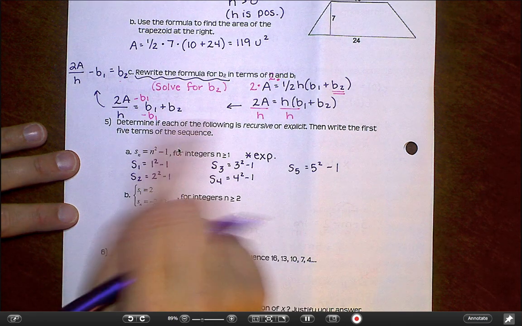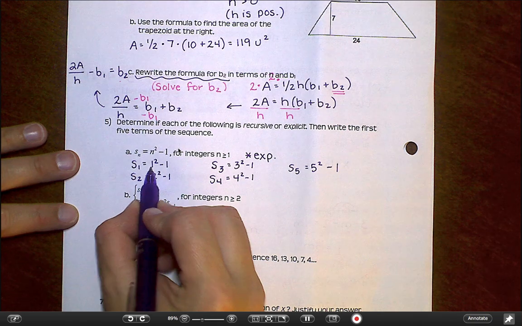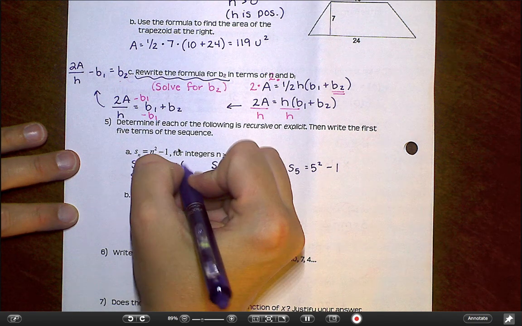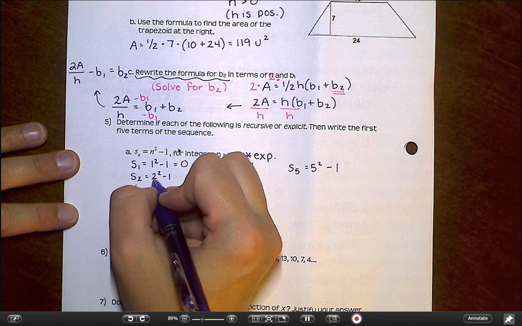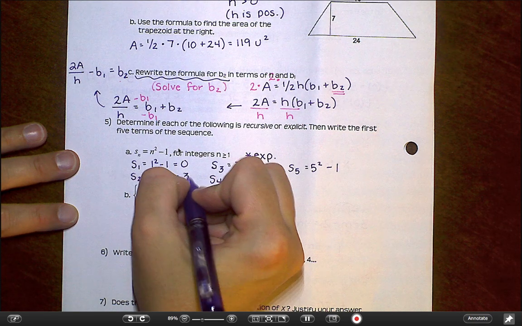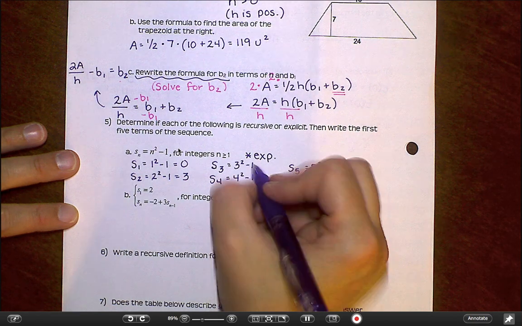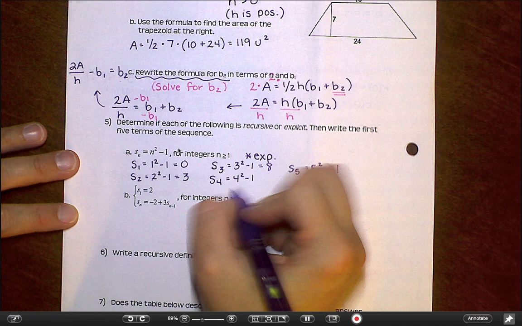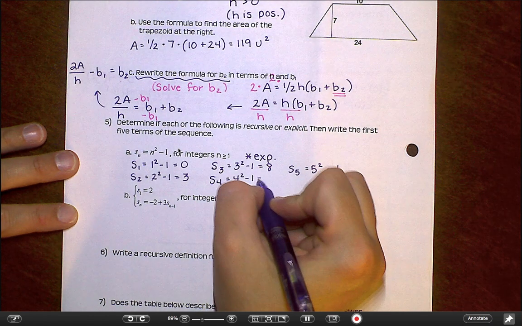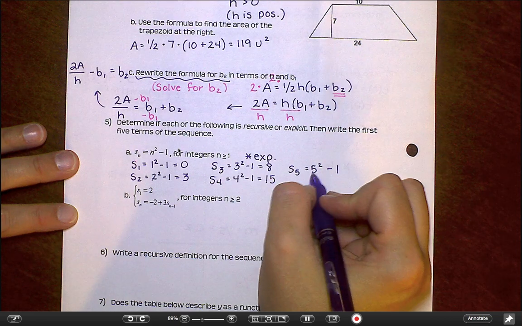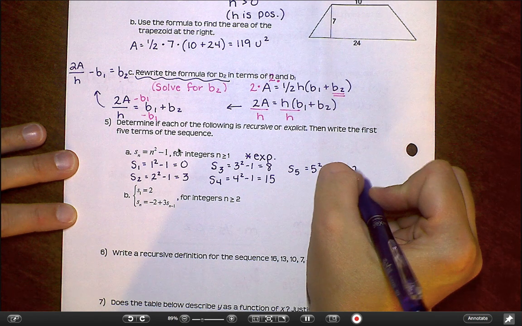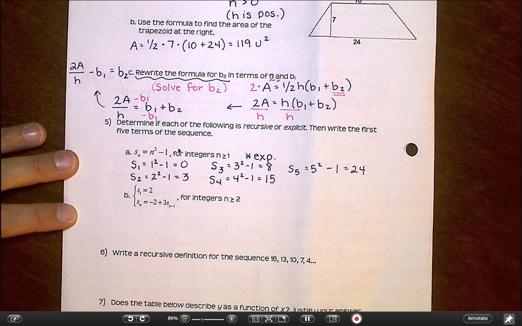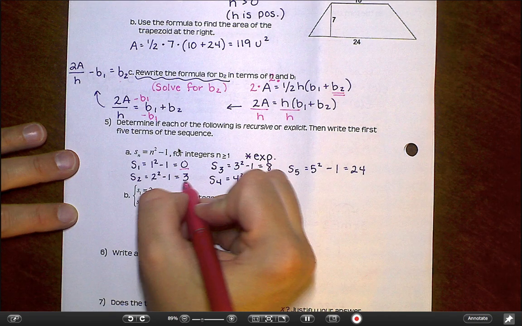We do need to go in and fill in what these actual terms are. So let's see, 1 squared minus 1 is 0. 2 squared minus 1, that's 4 minus 1, so that'd be 3. 3 squared minus 1 would be 8. 4 squared is 16 minus 1 is 15. And 25 minus 1 would be 24. Okay, and so my sequence would be this right here.